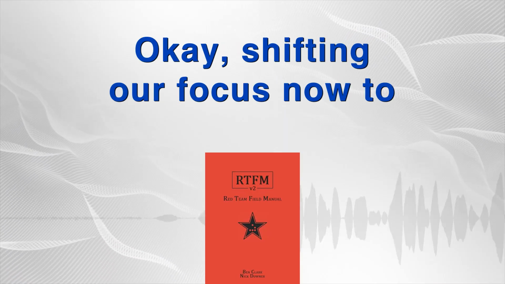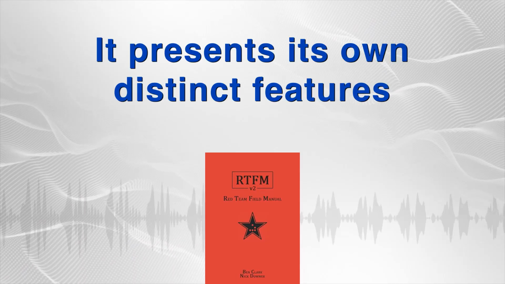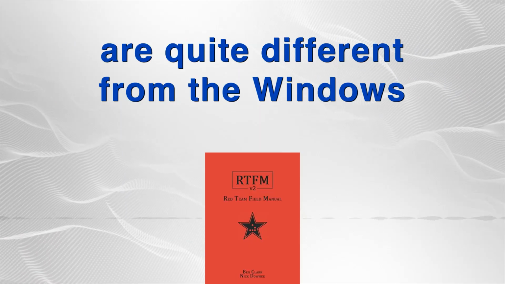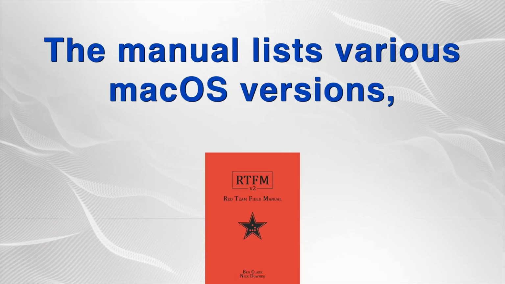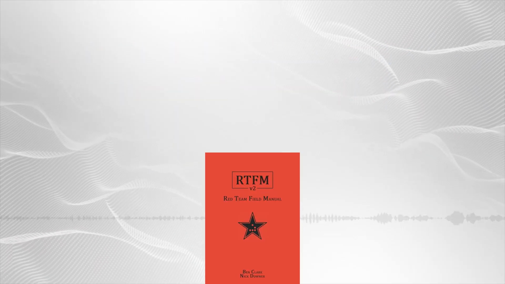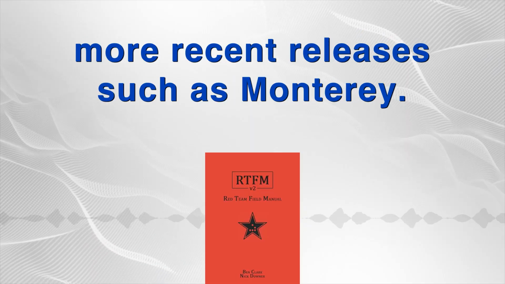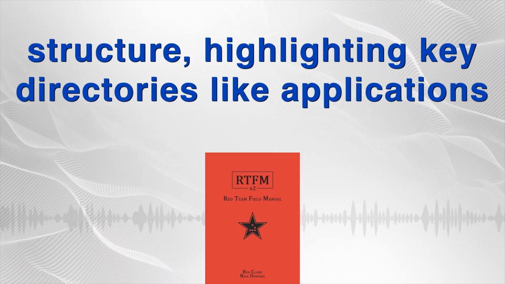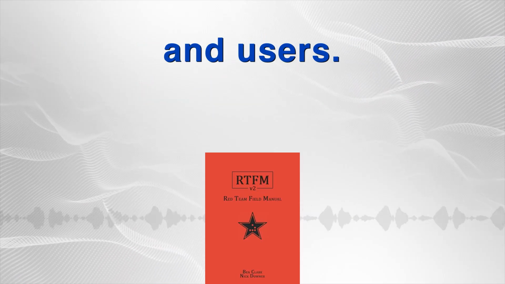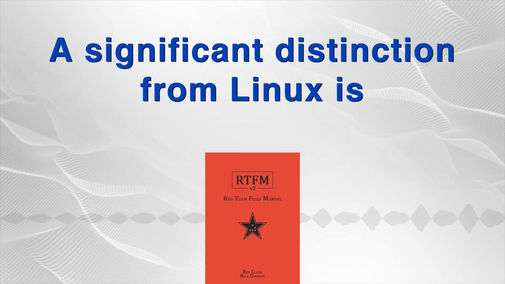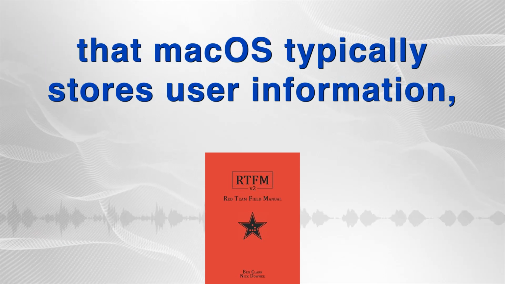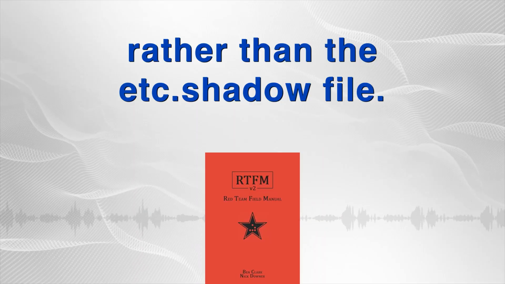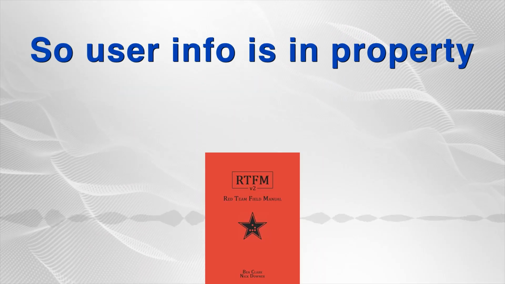Okay, shifting our focus now to macOS. It presents its own distinct features and methodologies for system enumeration, which are quite different from the Windows environment. How so? The manual lists various macOS versions, from early iterations like Cheetah to more recent releases such as Monterey. It meticulously details the file system structure, highlighting key directories like Applications and Users. Standard Mac directories. A significant distinction from Linux is that macOS typically stores user information, including password hashes, within .plist files, rather than the etc shadow file. So user info is in property list files.